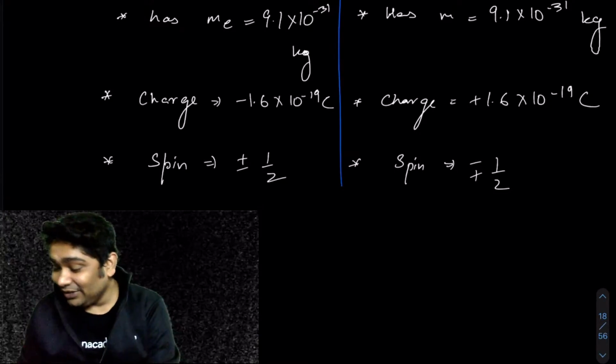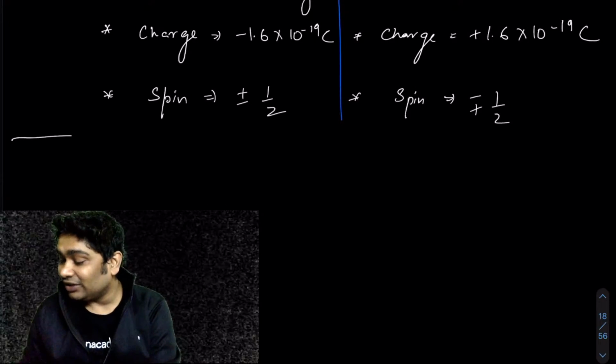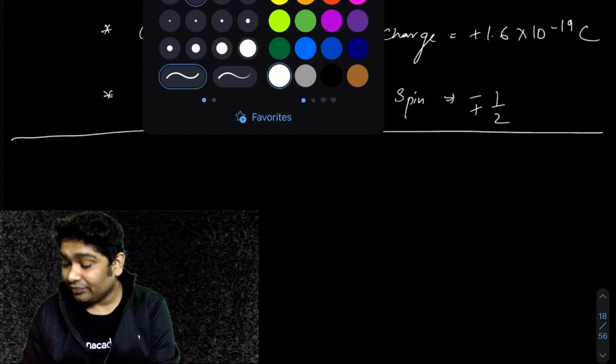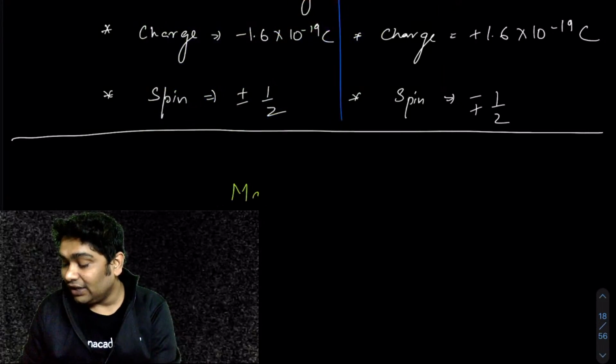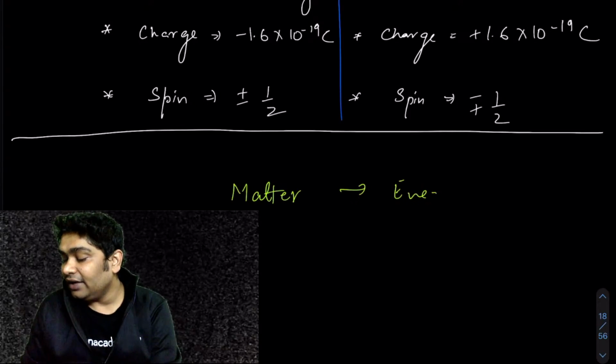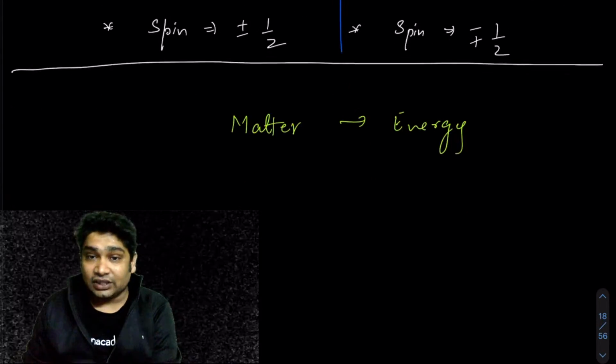Now, what is the other thing? The other thing is when matter gets transferred to energy. Let's talk about the other transformation, matter converting to energy. Then again, you have something called pair annihilation.